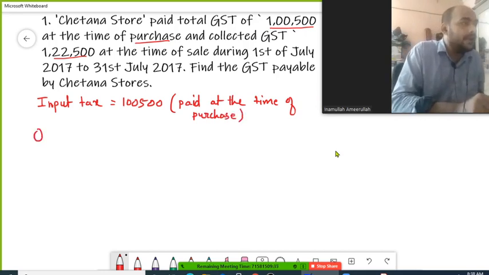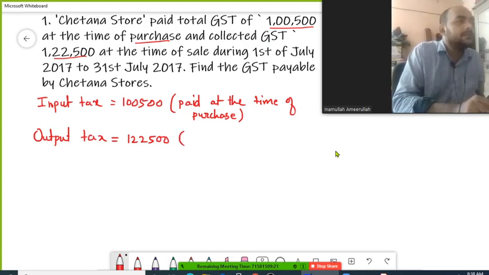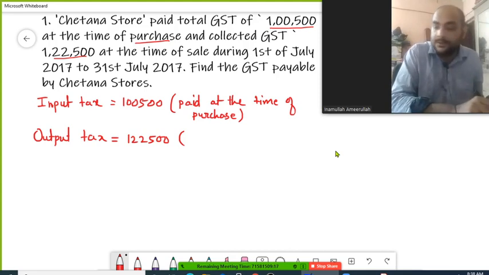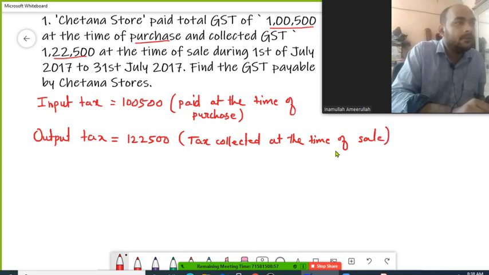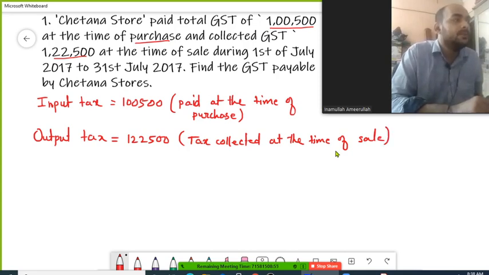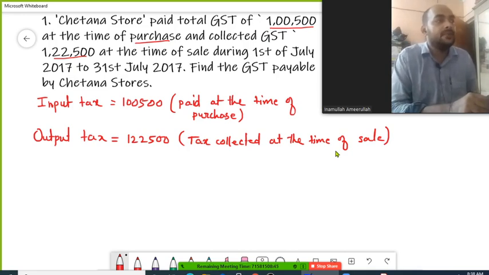And output tax is 1,22,500. This is the amount collected, tax collected at the time of sale. So these are two taxes, which are paid and received at the time of sale and purchase, and the difference of these two will be payable.